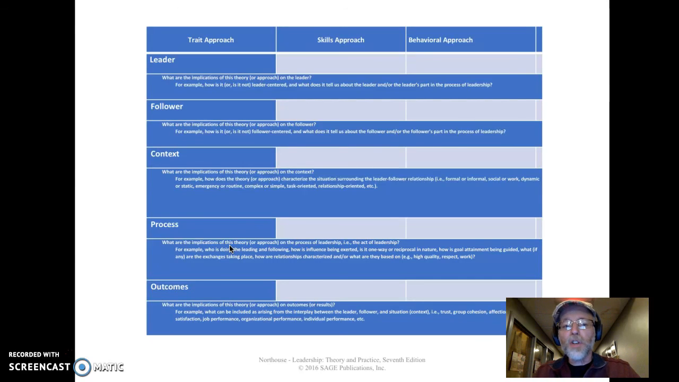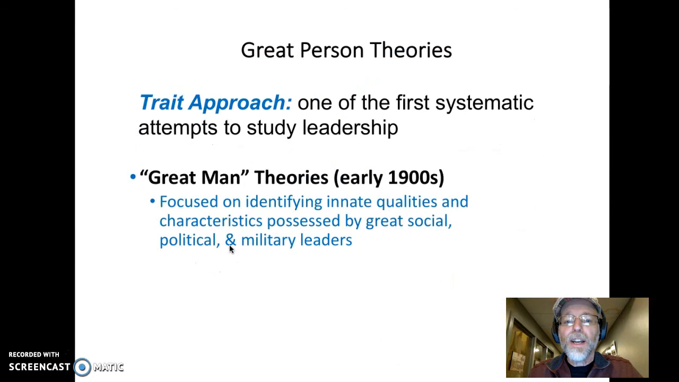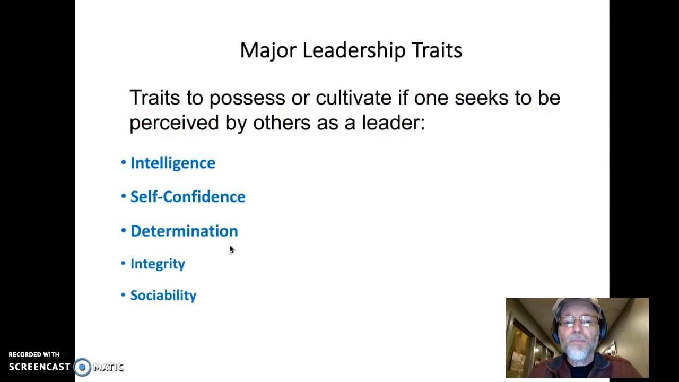And then what are the outcomes? All of these are covered in the Northouse book as well. So that gives you a summary of how the trait approach works.